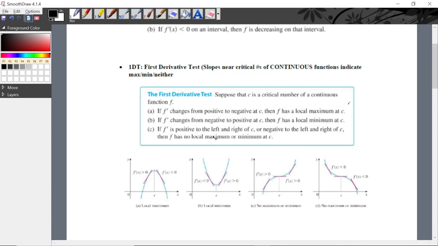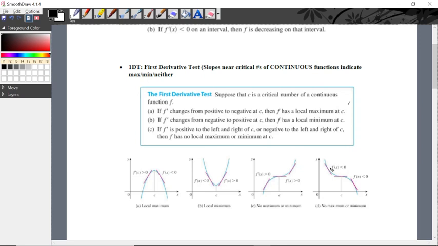Okay? But it's also possible that if you have either the derivative is equal to 0 or the derivative doesn't exist, in either case, but you still have continuity, you still have a critical number, it could be that the derivative to the left and the derivative to the right are both of the same sign. For example, if we have increasing to the left and increasing to the right of our critical number on a continuous function, then we would not have a maximum or a minimum. Okay? And we would know that as well.